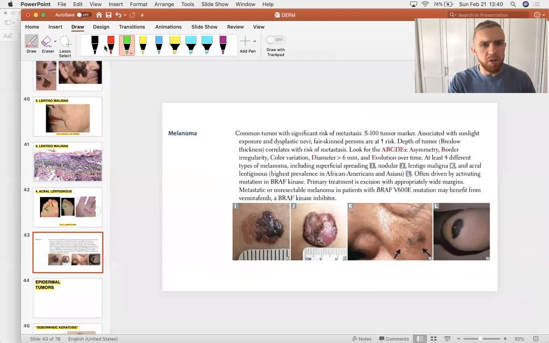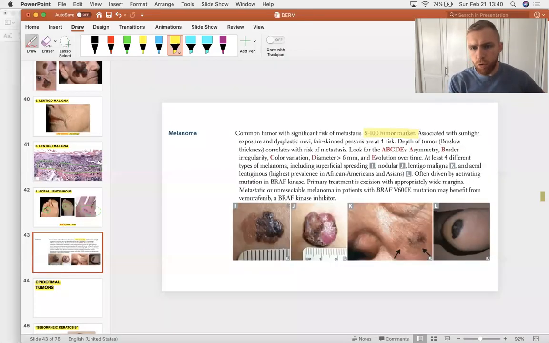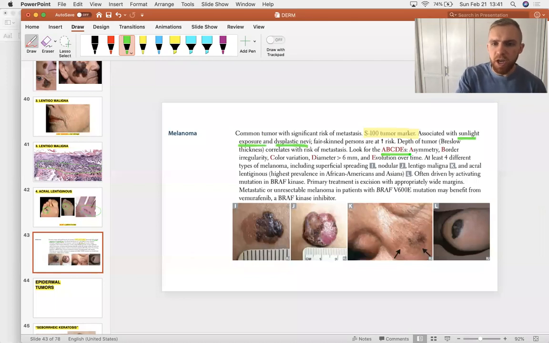Here's First Aid. We can summarize it here. So we're going to see that S100 tumor marker because this is a cell of neural crest, ectodermal origin, S100 positivity. Big risk factor is sun exposure, for some subtypes more than others. Dysplastic nevus is the precursor lesion. The Breslow thickness correlates with the risk of metastasis. 0.76 mm is your magic number. We've got an A, B, C, D, E diagnostic criteria, where diameter has to be greater than 6 millimeters. If it's less, then it's pre-malignant.